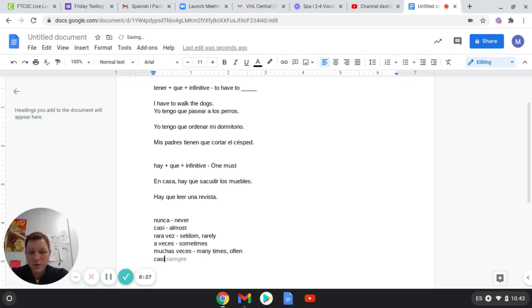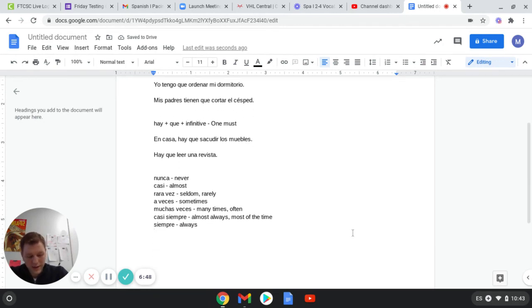Casi, you might remember, is almost, and siempre means always. So casi siempre means almost always, or most of the time. Then we have siempre, which you can figure out means always. And one more word on this list, and it's todos los días. We'll use this one a bunch in the future. Todos los días is every day. Todos literally means all, and los días are days, so it says all the days, which is how in Spanish you say every day.